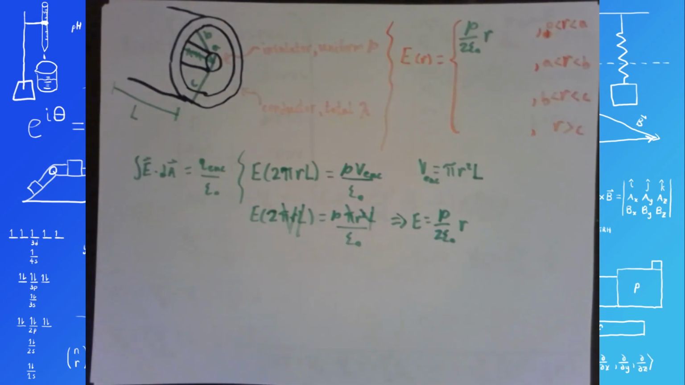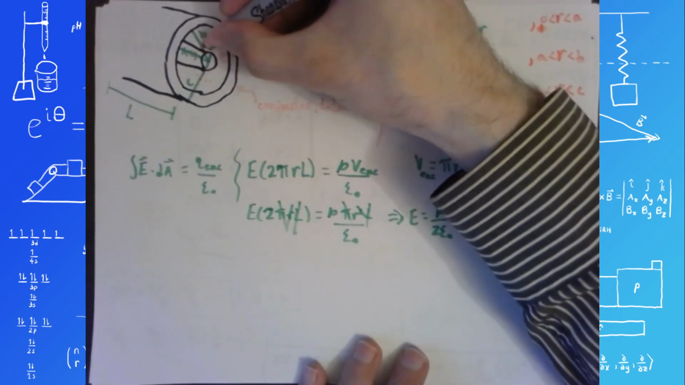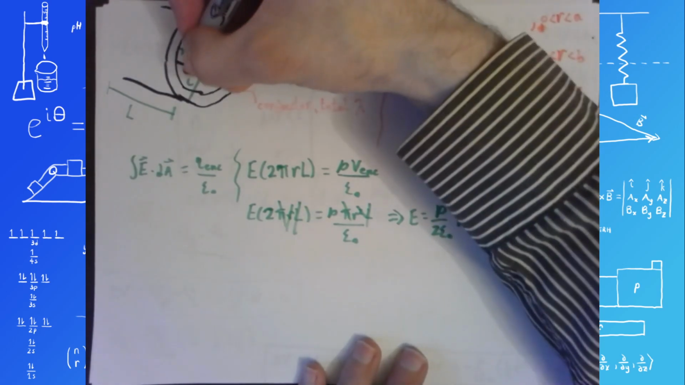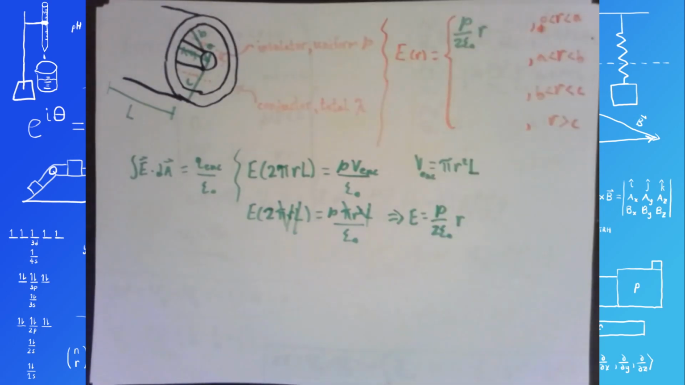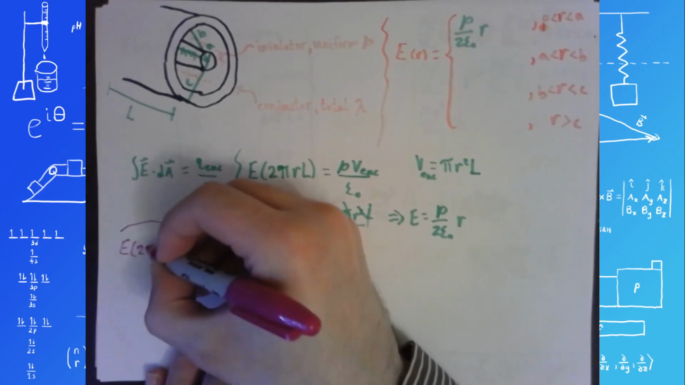Next up, we look further outward. So now we're looking at a Gaussian cylinder of radius between A and B, so something like this. And that would surround all of the charge within the insulator. The left-hand side is still going to be the same. We're still going to get E times 2 pi RL for the left-hand side.